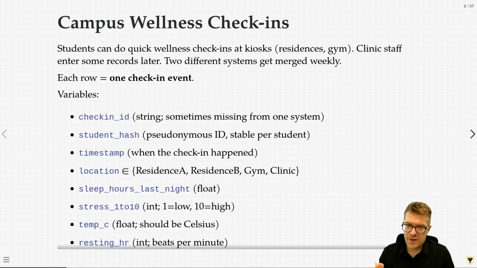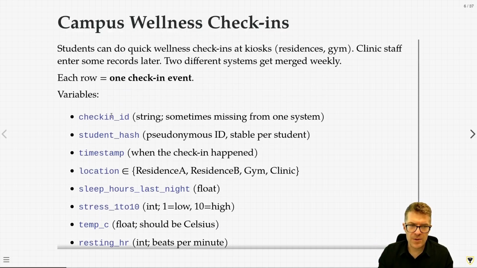So we have the clinical staff data in one database. We have the check-ins on your app saying how you're doing that particular day. And on the back end, we want to combine these two data sets together so we can get a more fulsome picture of how to help you. So every row will be one check-in event, whether it's in a kiosk or with a clinical staff.